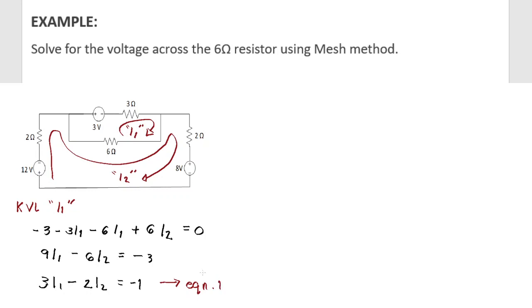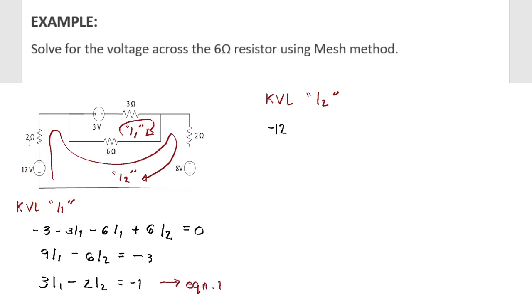How about for equation 2? Then let's form the KVL equation for loop current I2. KVL at loop I2. So, where shall we start? Let's start with the voltage source here. It enters the positive, then leaves the negative 12. That would be a negative 12.